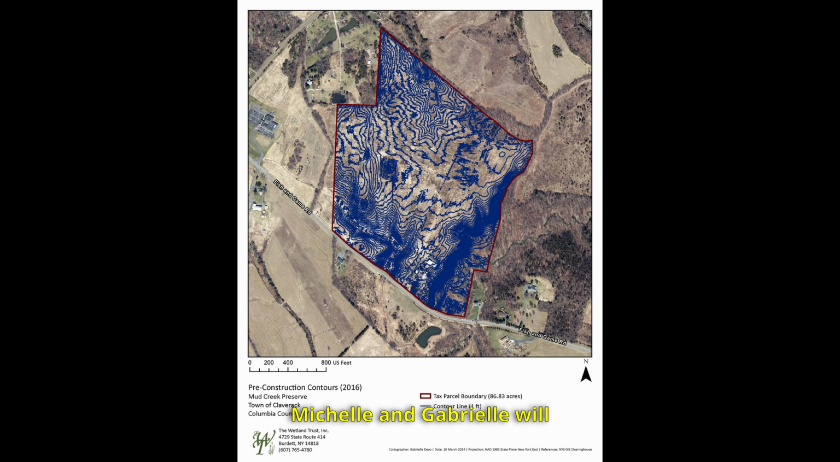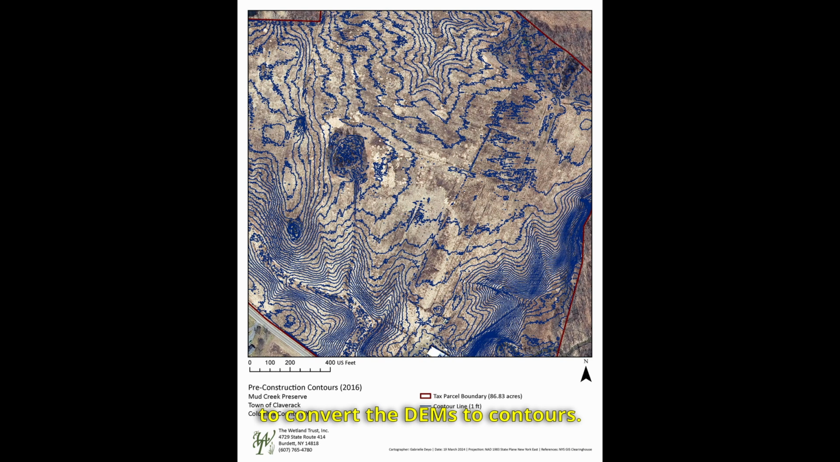Michelle and Gabrielle will download tiles of the DEMs. These are the digital elevation models, and then use an ArcGIS Pro contour tool to convert the DEMs to contours. They use the most recent DEM data available from New York State for an area they're mapping. In some areas, only 1 meter contours are available, so Michelle can change the 1 meter resolution to 1 foot contours and is generally pleased with the results.